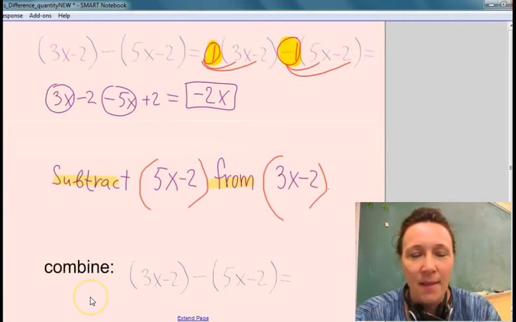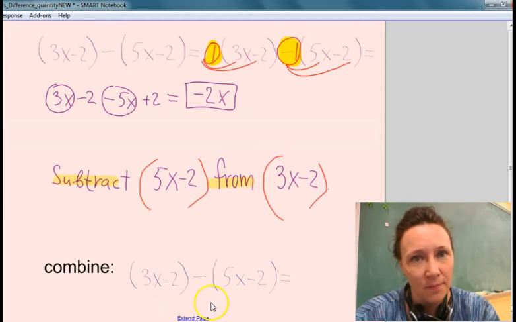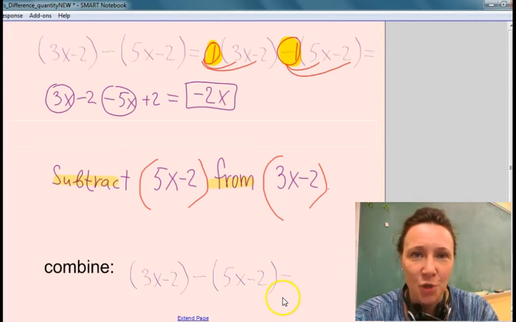Remember that the words combine, like in the example below, or find the difference of, will result in a direct order subtraction. That is all for today.